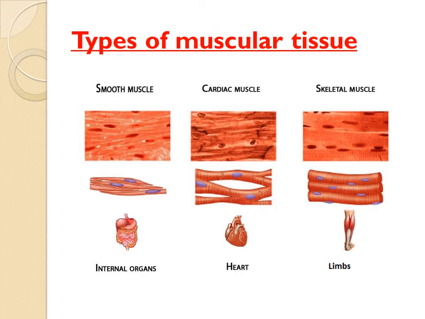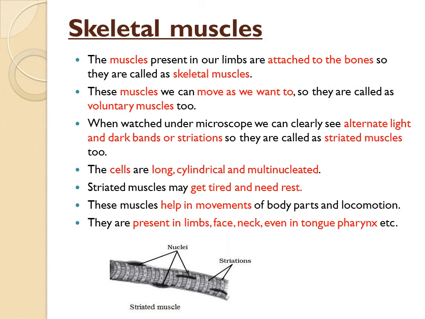There are three types of muscular tissue. As you can see in the diagram, they are divided into three groups based on cell structure, location, and the function they serve. First, let us talk about skeletal muscles. Cells present in this type of tissue are long and cylindrical. As you can see in the diagram, they are multinucleated too.